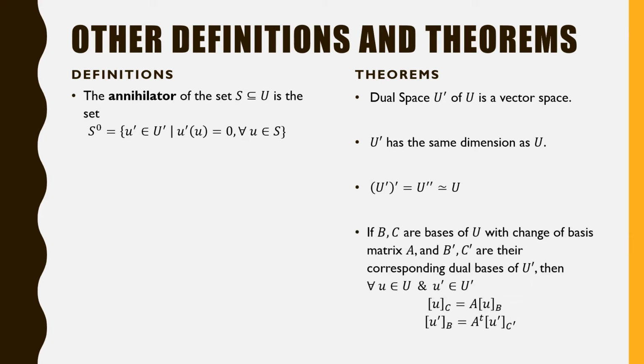Finally, you can actually write down how the change of basis matrix between two dual bases behaves with regard to the change of basis matrix of their original bases. So if you start with two bases of U, B and C, and they have a change of basis matrix A, and B prime and C prime are their corresponding dual bases of U prime, then the following is true. You can see that A is taking B coordinates into C coordinates, and A transpose will take C prime coordinates in the dual space to B prime coordinates in the original space.